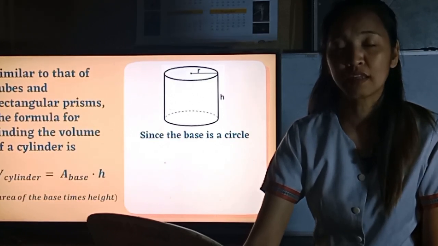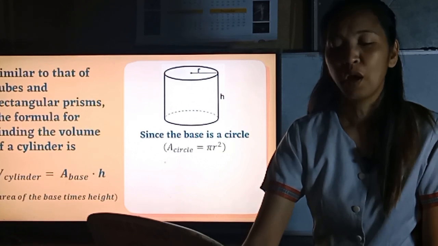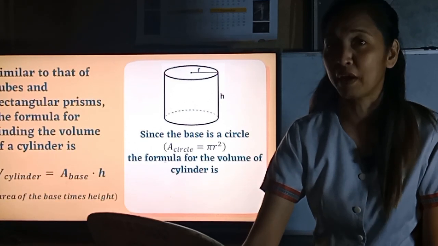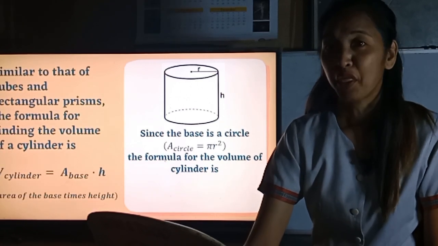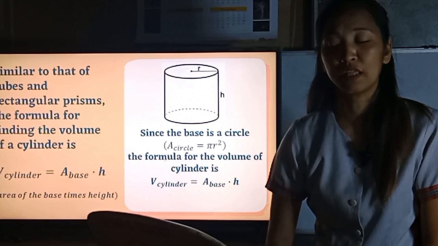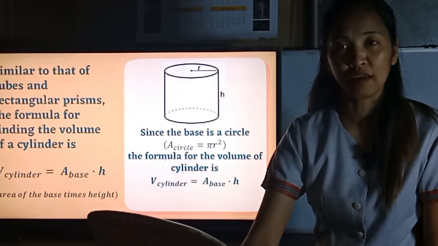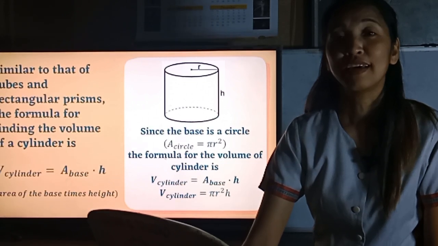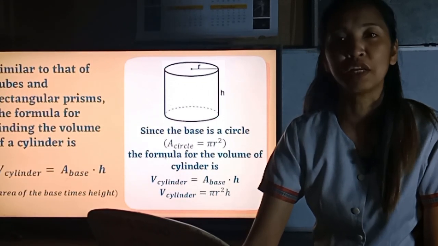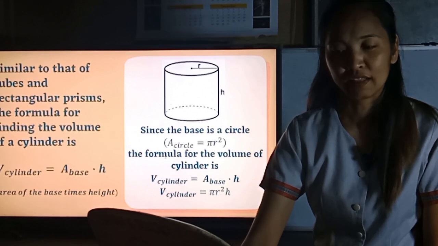Since the base of the cylinder is a circle, we are going to use the formula in finding the area of the circle, which is pi r squared. Therefore, the formula in finding the volume of a cylinder is V is equal to pi r squared h, wherein r is the radius and h is the height.